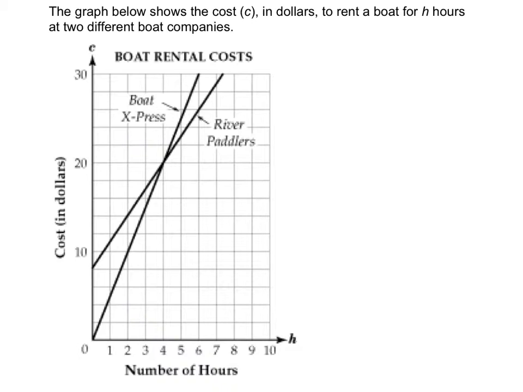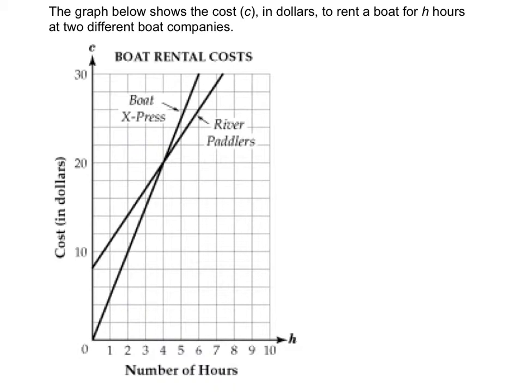So here you're comparing River Paddlers to Boat Express, which are just two different boating companies, and the cost to rent a boat for a certain number of hours. You can see by the lines that they're not the same cost. One of them starts at 0 and you just pay per hour. The other company, River Paddlers, actually makes you pay just to rent the boat, but then you pay a different cost for each hour, so that's why it's two different lines.